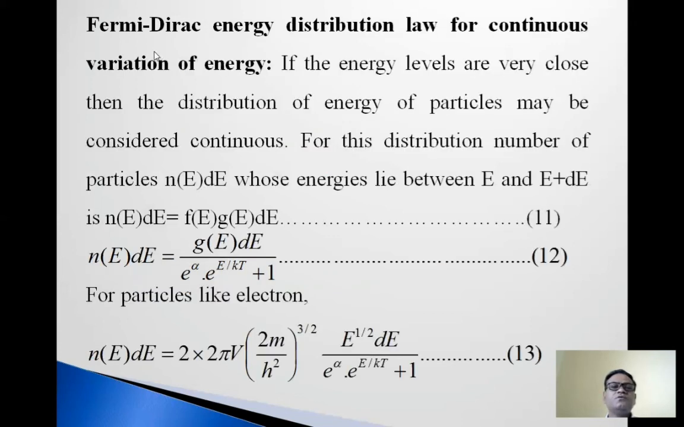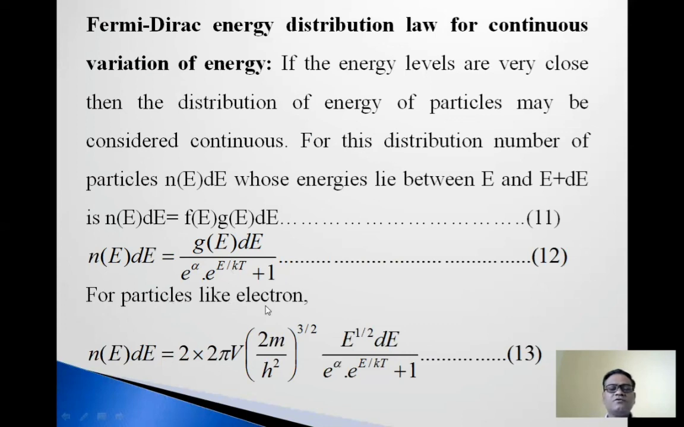Now friends, we will see Fermi-Dirac energy distribution law for continuous variation of energy. Means if the energy levels are very close, the distribution of energy of particles may be considered continuous. And for this distribution, number of particles, N(E)dE, whose energies lie in the range E and E plus dE, is N(E)dE is equal to f(E) into g(E)dE, equation 11. So N(E)dE is equal to g(E)dE upon e raised to alpha into e raised to E upon kT plus 1. It is taken from previous relation.